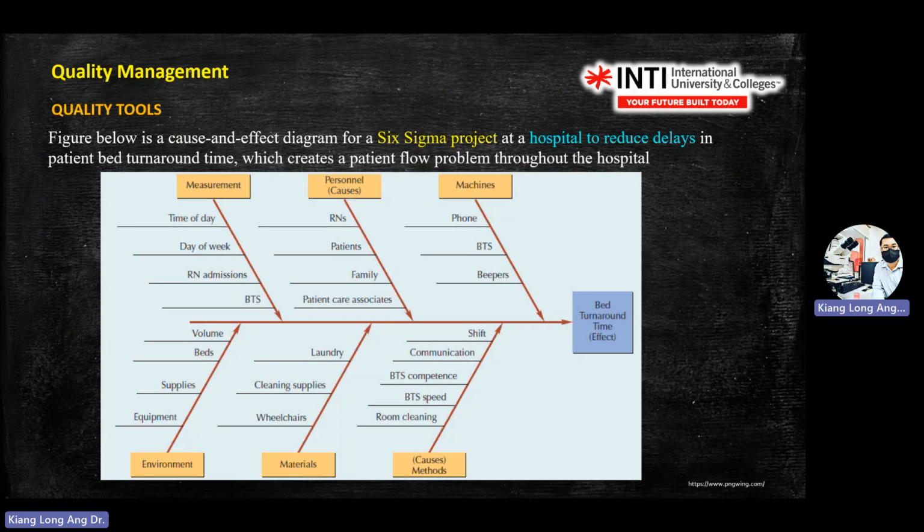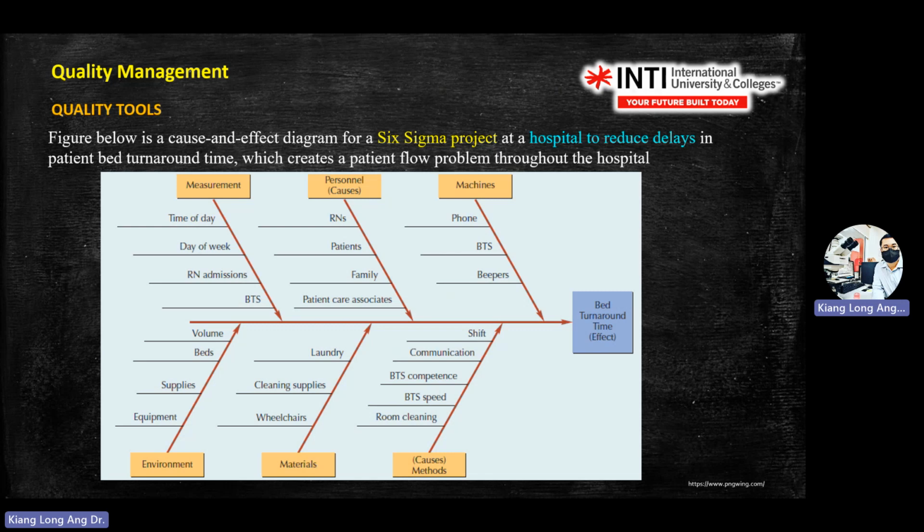Next one is another, more detailed fishbone diagram, or cause and effect diagram. For example, if you apply the Six Sigma approach by using this fishbone diagram, this is a case study in a hospital to reduce delay in patient bed turnaround time. It means there are not enough beds for the patients. So they did a brainstorming session to find out the cause. What actually caused the bed turnaround problems?